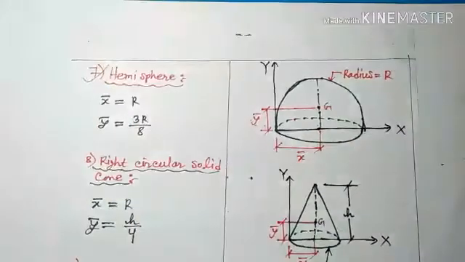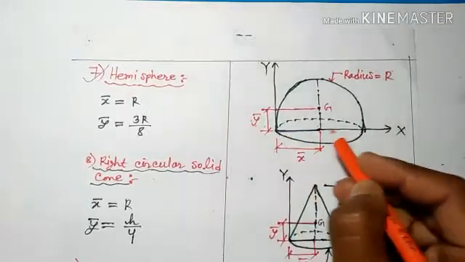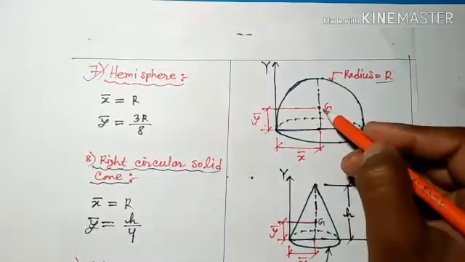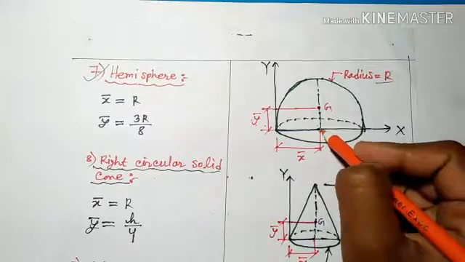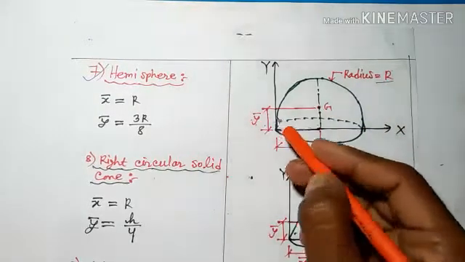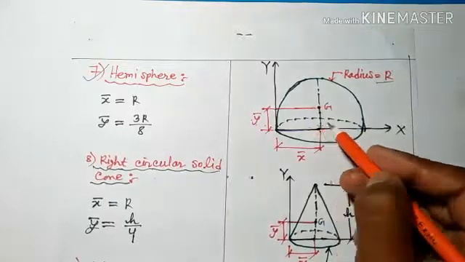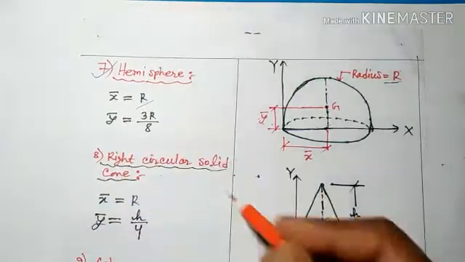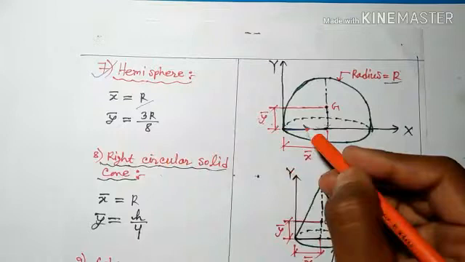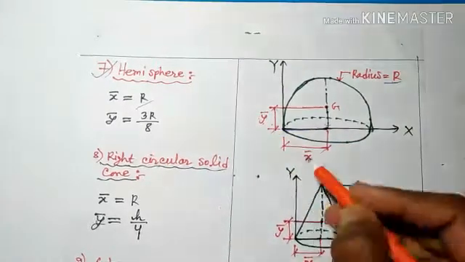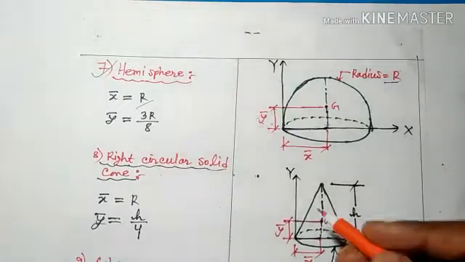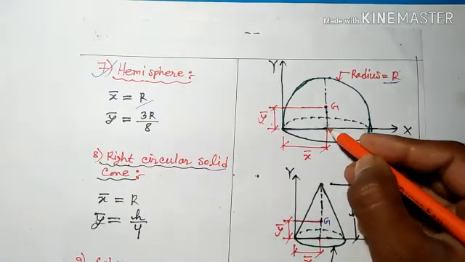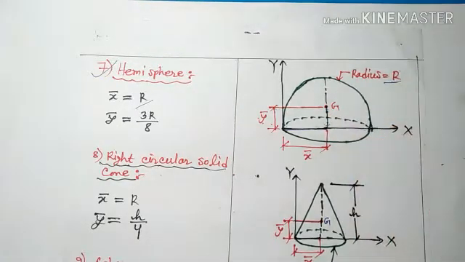And the next figure is a hemisphere. This is a hemisphere of radius r. Suppose this point is the center of gravity of this hemisphere, and x bar is the distance of CG from the y axis and y bar is the distance of CG from the x axis. So for a hemisphere, x bar will be equal to the radius of the hemisphere and y bar will be equal to 3r by 8. Okay, and remember that y bar is the distance of CG from the base.